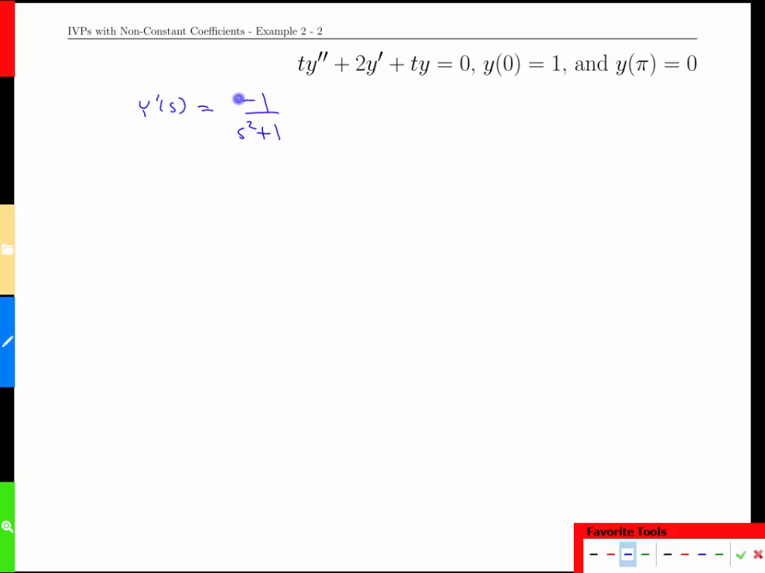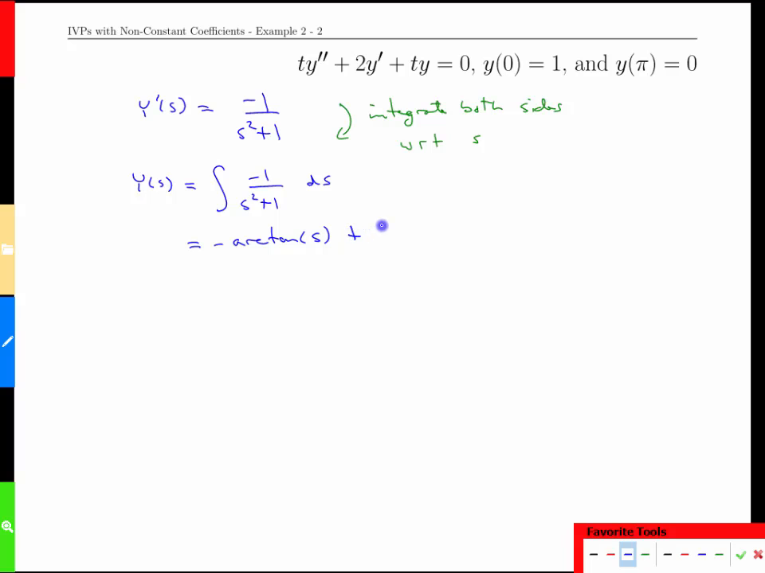We have Y prime of s equals negative 1 over s squared plus 1. So if we want Y of s, we're simply going to integrate both sides. But we're going to integrate with respect to that s variable. So we'll have the integral of negative 1 over s squared plus 1 ds, and that we've seen recently is the derivative of arctan, so the integral gives us negative arctan s back plus some constant.